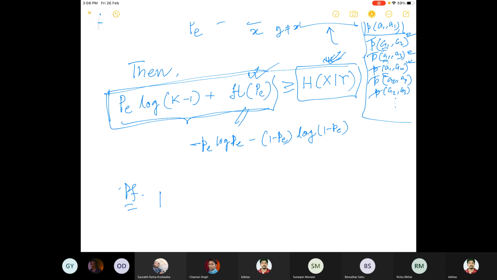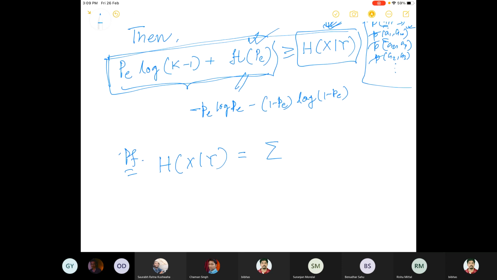So what is the proof? Let's say if I write this, what is this? It is the conditional entropy. What is the definition here? Conditional entropy? What is the definition of conditional entropy? So it will be the double summation over X and Y of probability X comma Y.